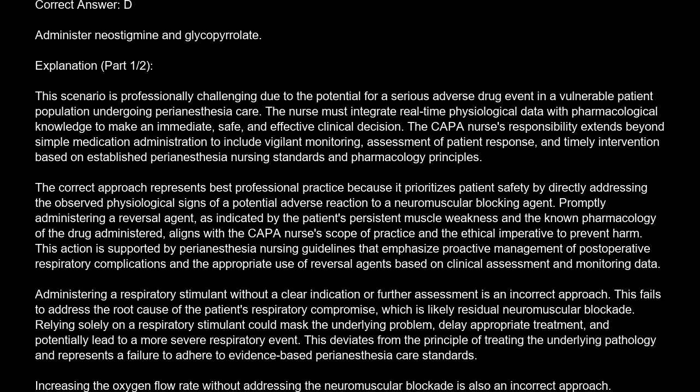clinical decision. The CAPA nurse's responsibility extends beyond simple medication administration to include vigilant monitoring, assessment of patient response, and timely intervention based on established perianesthesia nursing standards and pharmacology principles. The correct approach represents best professional practice because it prioritizes patient safety by directly addressing the observed physiological signs of a potential adverse reaction to a neuromuscular blocking agent, promptly administering a reversal agent, as indicated by the patient's persistent muscle weakness and the known pharmacology of the drug administered, aligns with the CAPA nurse's scope of practice and the ethical imperative to prevent harm.